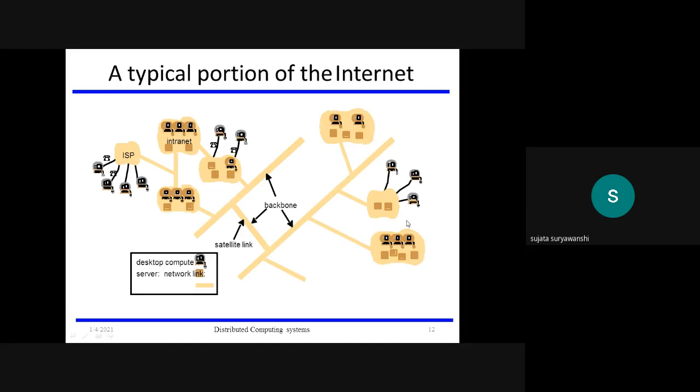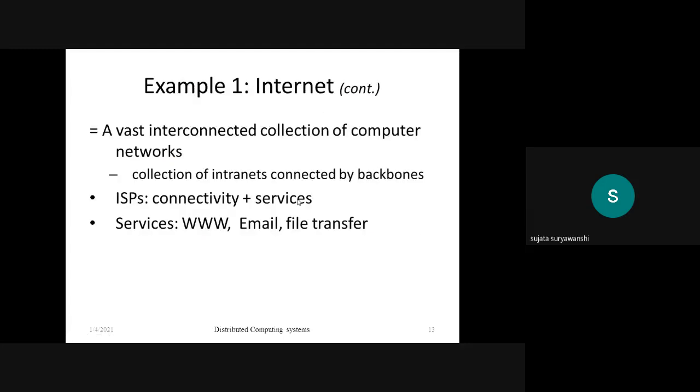Okay, and if the first network is an intranet, all the computers are connected through a LAN. After that, that particular intranet can be connected to another intranet with the help of a router or any type of network connecting device. This is one example of the internet, a vast interconnected collection of computer networks.